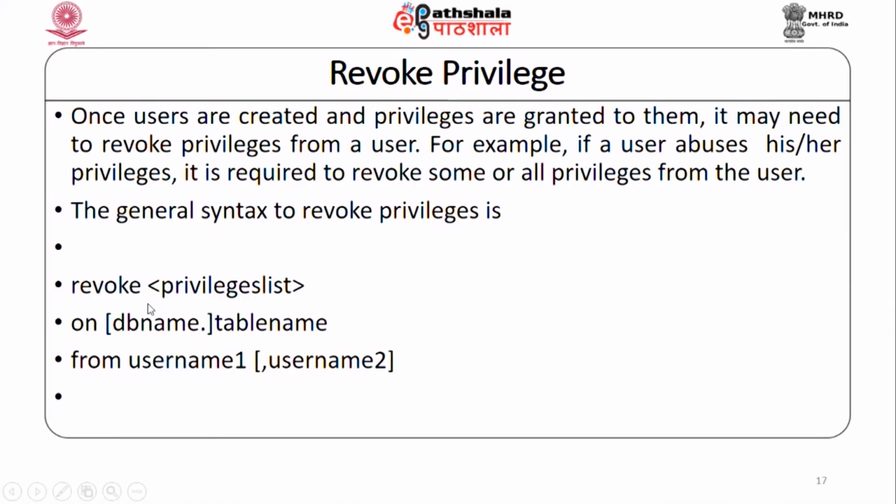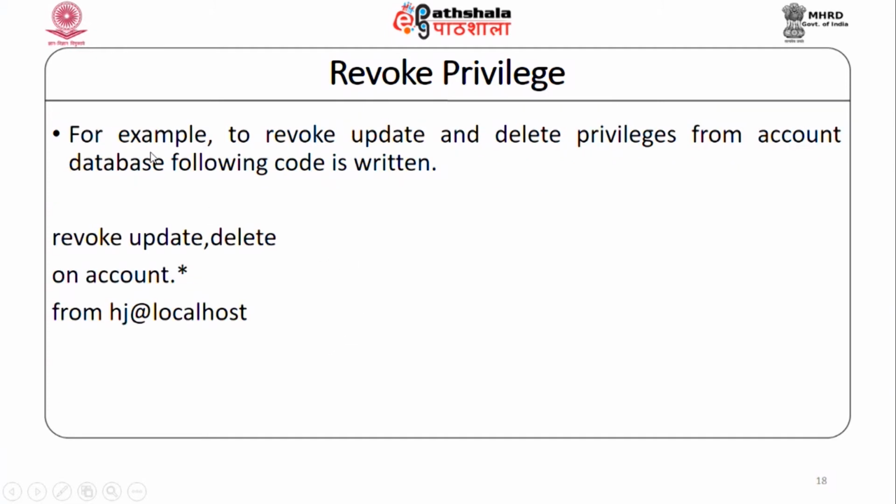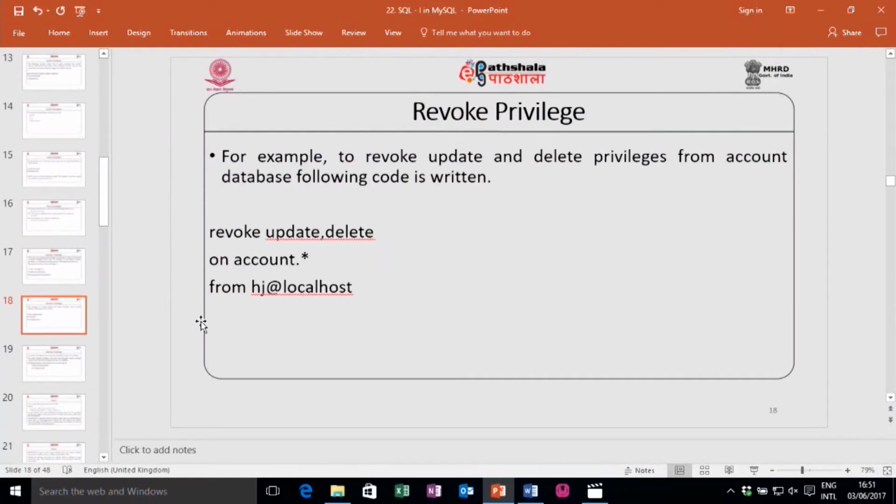The general syntax is REVOKE, then you write the privileges list, which is separated by commas, ON optional database name dot table name FROM username, one or multiple users separated by commas. For example, to revoke update and delete privileges from the account database, you can write REVOKE UPDATE, DELETE ON account.* FROM user@localhost. Let me show you by video with an example.